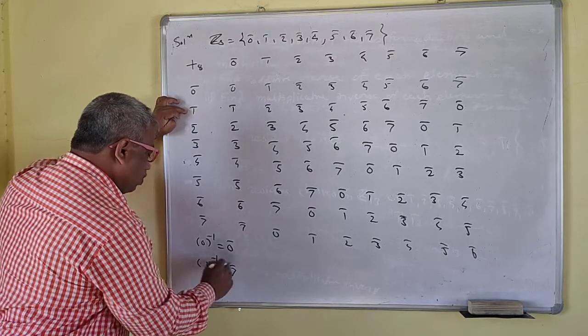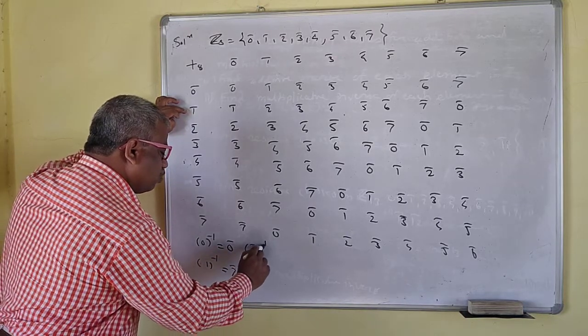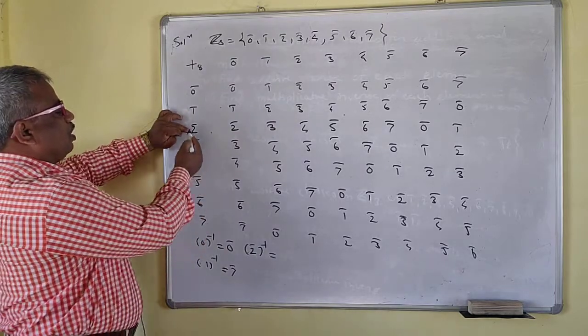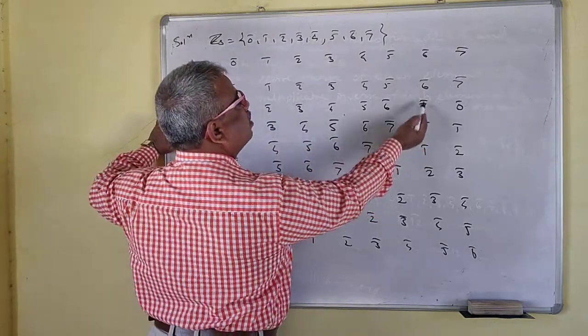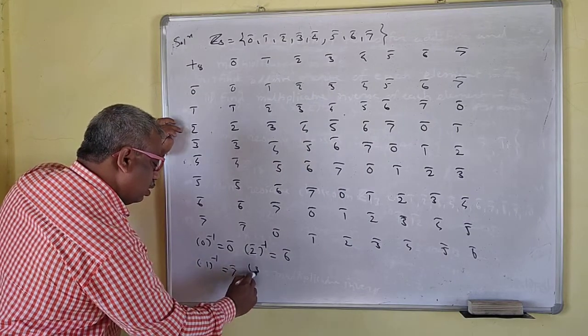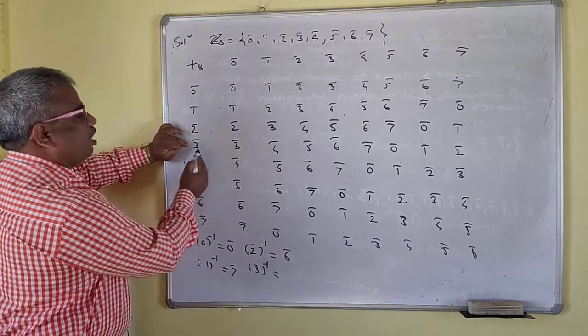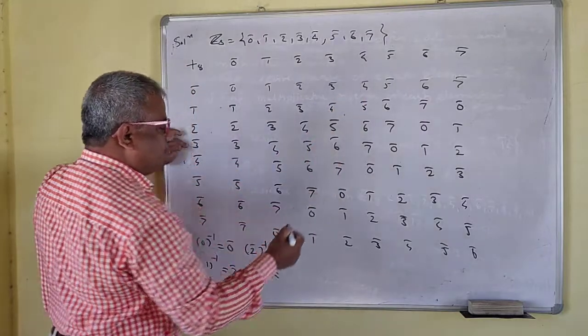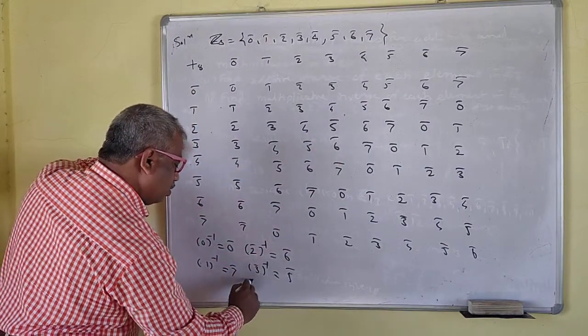Now 2 bar. Additive inverse of 2 bar. See where is the 0? 0 is here. See the corresponding element? That is 6 bar. So this is 6 bar. 3 bar inverse. So 3 bar. See where is 0? This is 5 bar. Okay. So 5 bar.